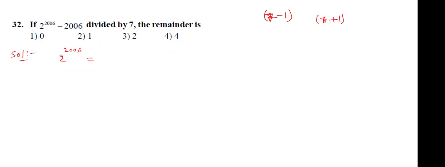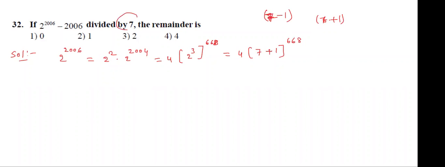So here I am writing 2 square into 2 power 2004. 2 square means 4 into 2004. How to write, students? That is 2 cube whole power 668. See, divide with 3. 3 8s are 24. Last term reading 4. Okay. 2 cube means 8. 8 means I am writing 7 plus 1 whole power 668. Students, observe here, divided by 7 means in terms of 7 we need. That's why I converted like this.